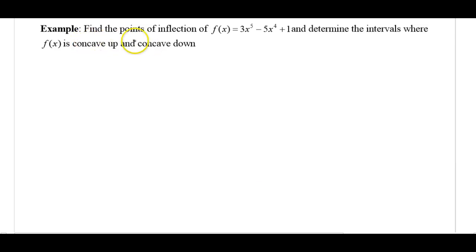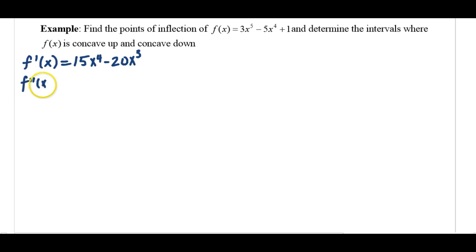Alright, first example, find the points of inflection of 3x to the fifth minus 5x to the fourth plus 1, and determine the intervals where f of x is concave up and concave down. So to find possible inflection points, we're going to need the second derivative. So we have to find the first derivative. By the power rule, we get 15x to the fourth minus 20x cubed.